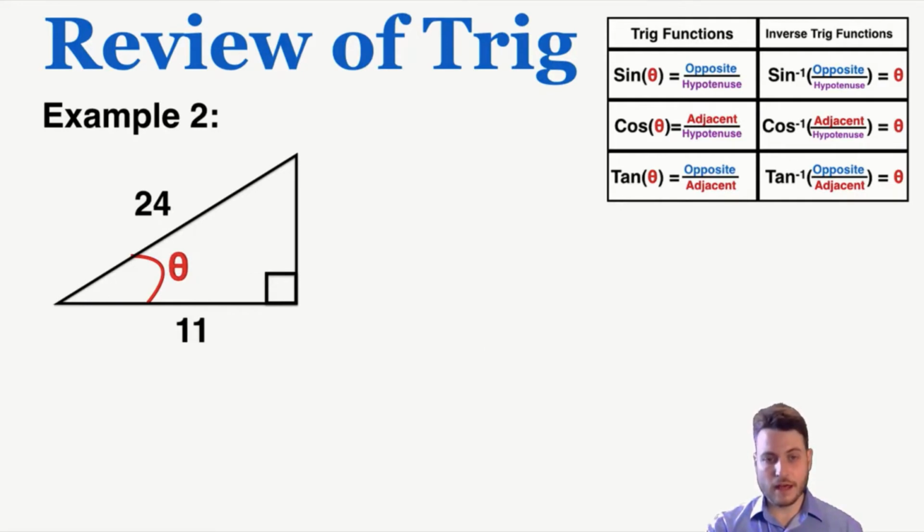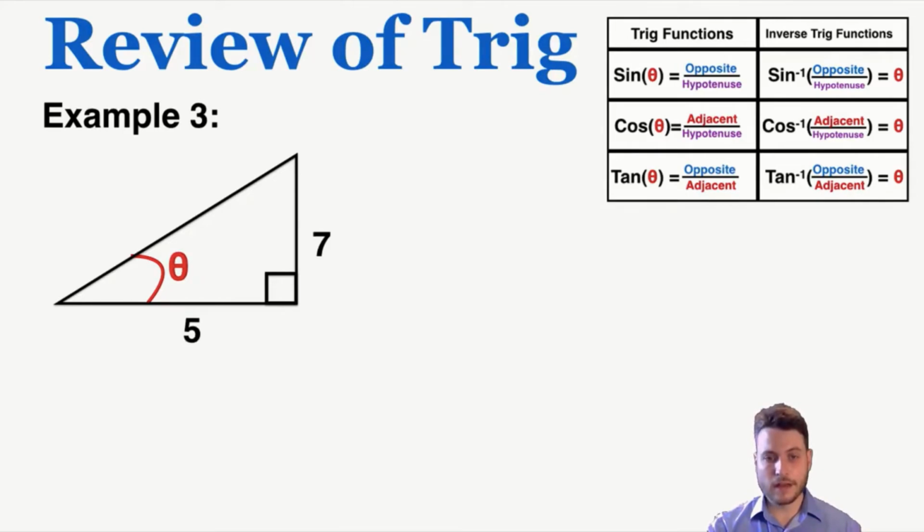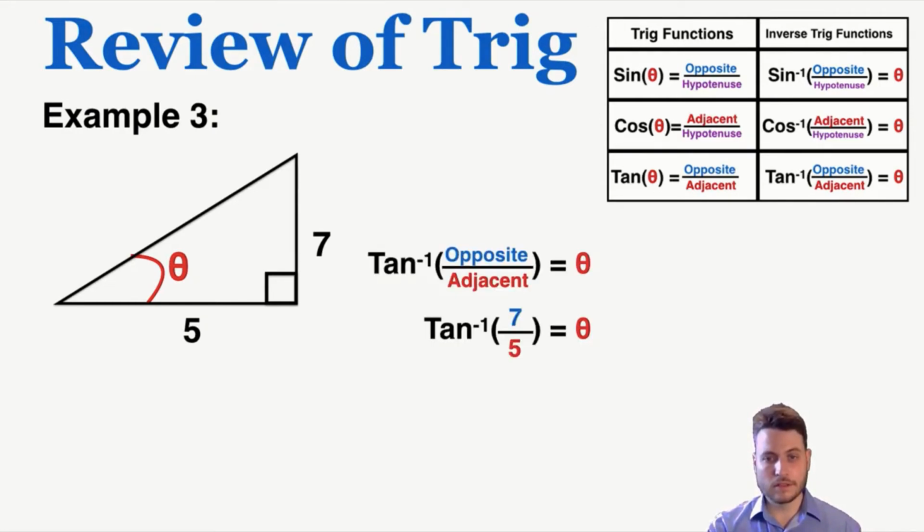For example number 2, I have a hypotenuse of 24 and an adjacent side of 11. And because I have the hypotenuse and the adjacent, I'm going to use cosine. And because I'm looking for an angle, I'm using an inverse function. So I'm using inverse cosine. Plugging in my numbers gets me 62.7 degrees when I put that into my calculator. Example number 3, I have the opposite side and the adjacent side, so that means I'll be using tangent, and because I'm looking for the angle, I'll be using an inverse trig function. Plugging this in, I get 54.5 degrees.